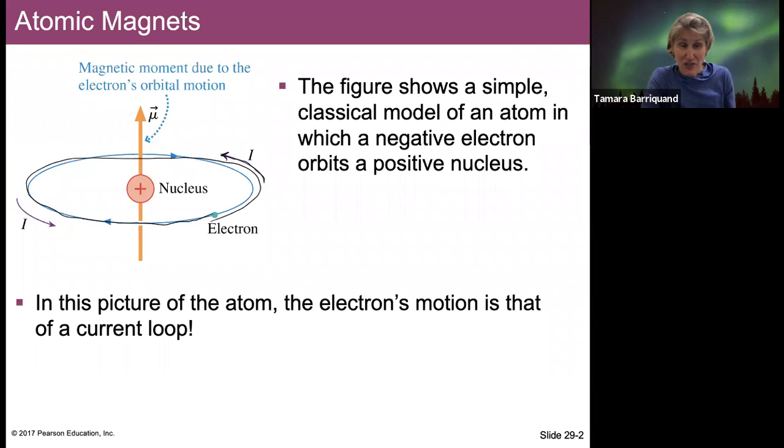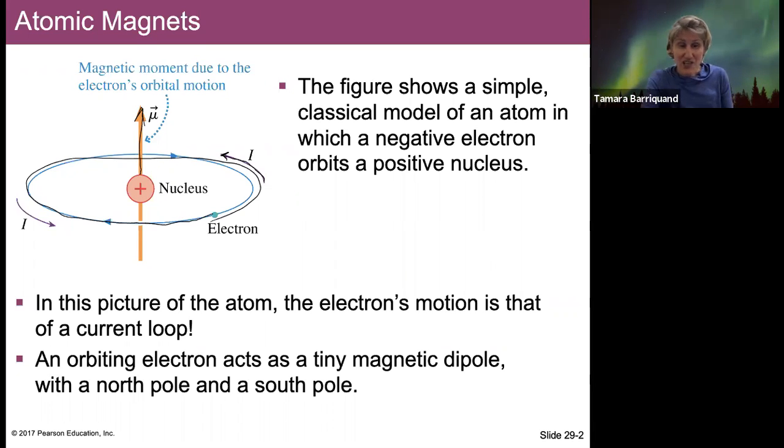In this picture of the atom, the electron's motion is that of a current loop. So we could take our right hand and follow our fingers around the direction of the current, and our thumb would then point in the direction of the magnetic moment due to the electron's orbital motion, which is what we see right here. So an orbiting electron acts as a tiny magnetic dipole with a north pole and a south pole. Let's look at that in a little more detail.